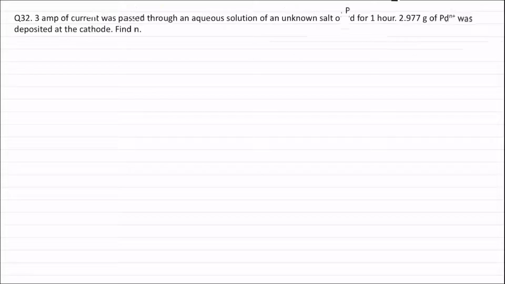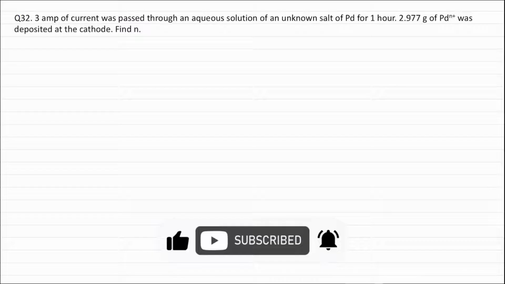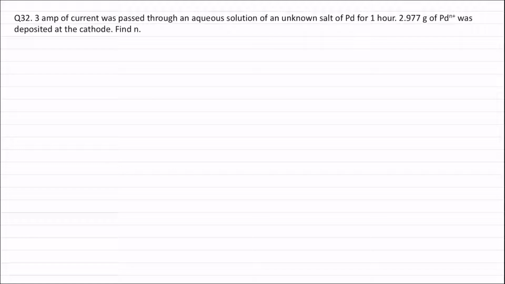Question 32. 3 ampere of current was passed through an aqueous solution of an unknown salt of palladium for 1 hour. 2.977 gram of palladium N+ was deposited at the cathode. Find N. Now when palladium N+ ion will deposit at the cathode, it will accept N moles of electrons. Therefore, its valency factor is N.